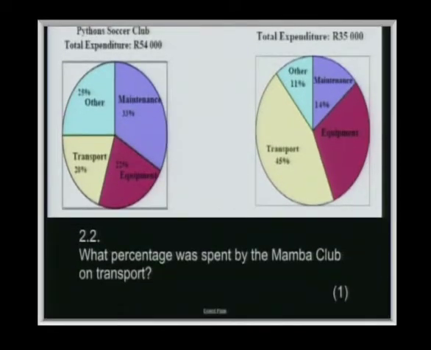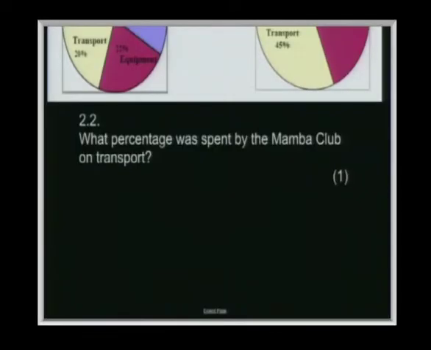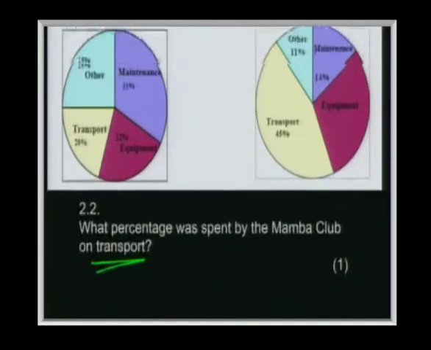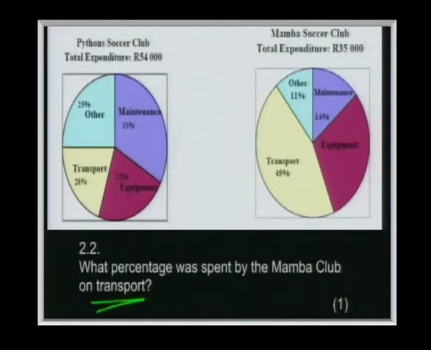Let's go on to the next part of this question, and it's based on the same graphs, so they are there still. And we're going to look at what percentage was spent by the Mamba Club on transport. So we need to make sure again that we're looking at the correct chart. This is the Mamba Club, so we're looking at transport, and they want percentage. So we need to read carefully, and that's very easy then because it's just 45%. Nice reading off the graph.